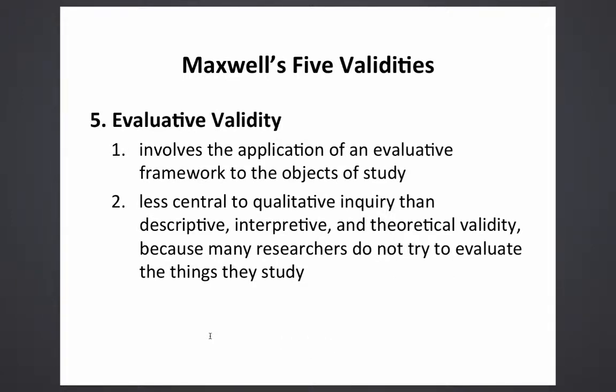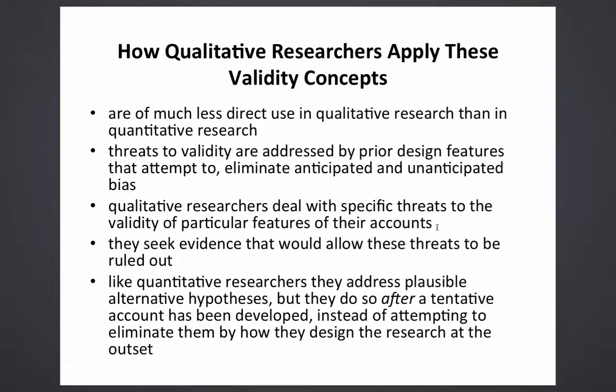Finally, there's the idea of evaluative validity. This involves the application of an evaluative framework to the objects of the study. It's less central to qualitative inquiry than the first four, because many researchers don't actually try to evaluate the things they study. So it's where you have come in with a predetermined set of outcomes, and you're trying to establish whether or not your research study has achieved those outcomes. And then program evaluation is the world where this applies most obviously.